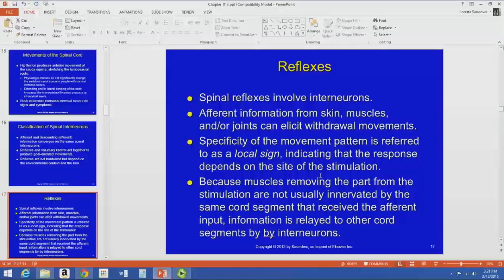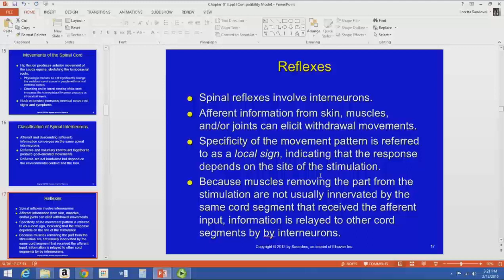They talk about a local sign, a specificity of the movement pattern, meaning that the response depends on the site of stimulation. So if you feel the stimulation in your hand, you're going to move your arm to withdraw from it. If you feel it in your foot, you're not going to move your arm to withdraw from it. It's really just a simple idea: wherever you feel the stimulation, that's where you're going to get the withdrawal reaction.